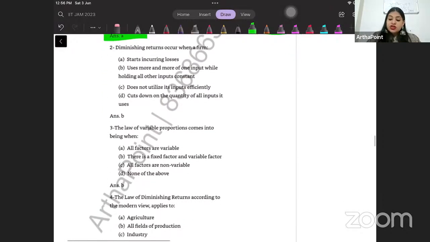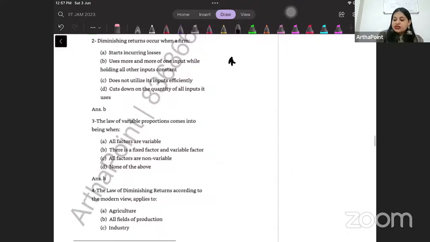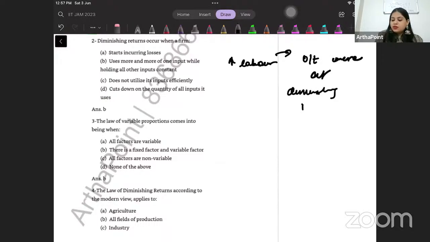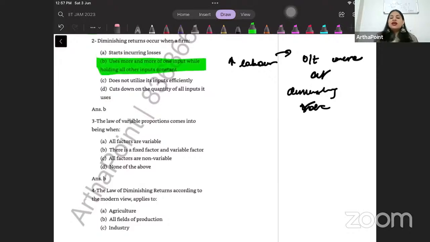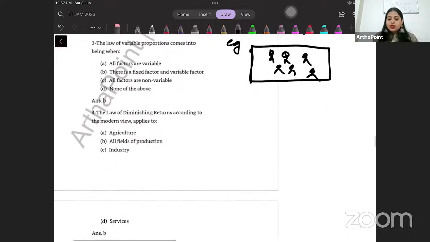Okay. Diminishing returns occur when, so beta, what is diminishing returns? When you increase, suppose labor, when you increase labor and output increases at a diminishing rate, that is diminishing return, right? So answer is B, uses more and more of one input holding other inputs constant, that will lead to diminishing returns. Jaise, when you fix the land and keep increasing the labor, it will lead to diminishing returns. Okay, beta, come to the next question.